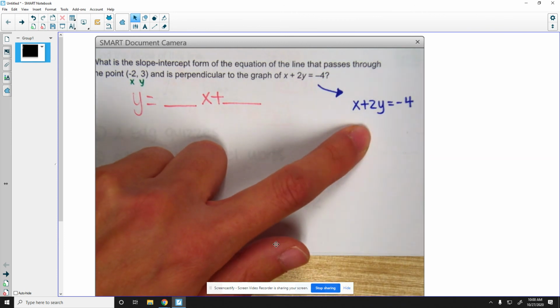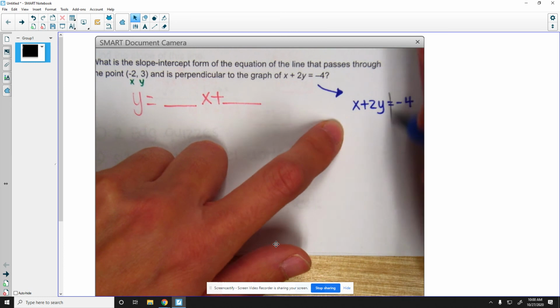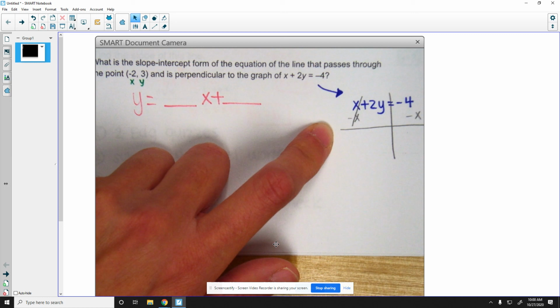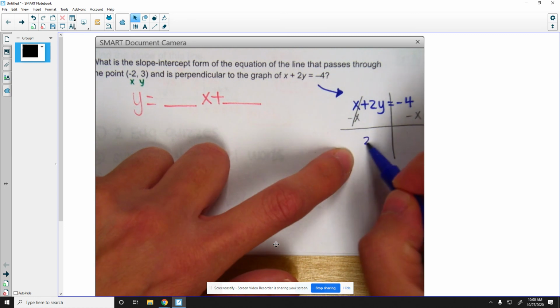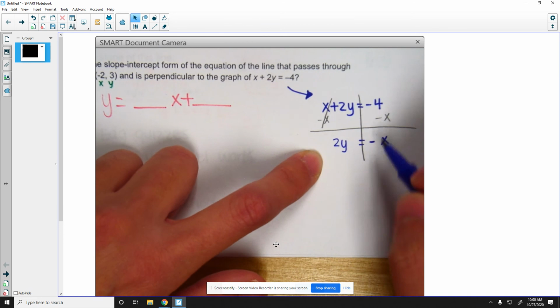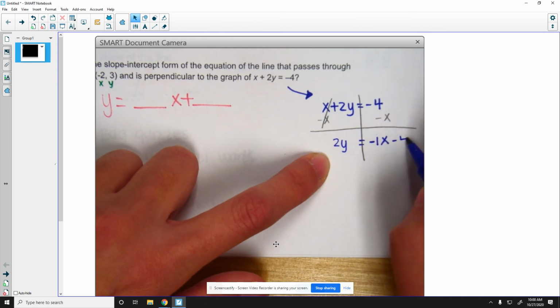Okay, so you have to figure out what the slope is first, and you can't do that until you solve for y. So first thing Luke said was to subtract x. So you end up having 2y equals negative x. Remember, that's the same thing as saying negative 1x and then minus 4.